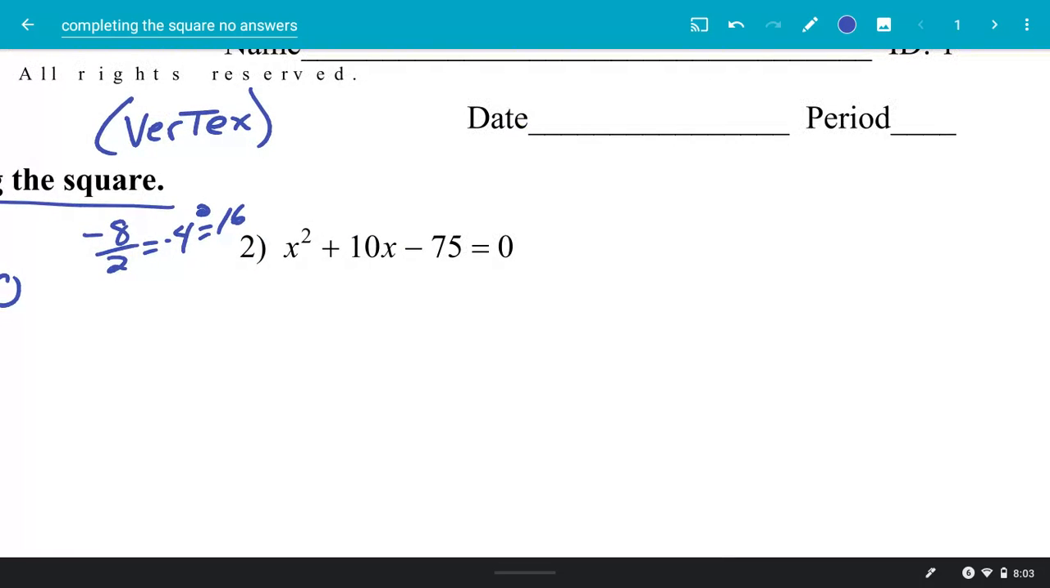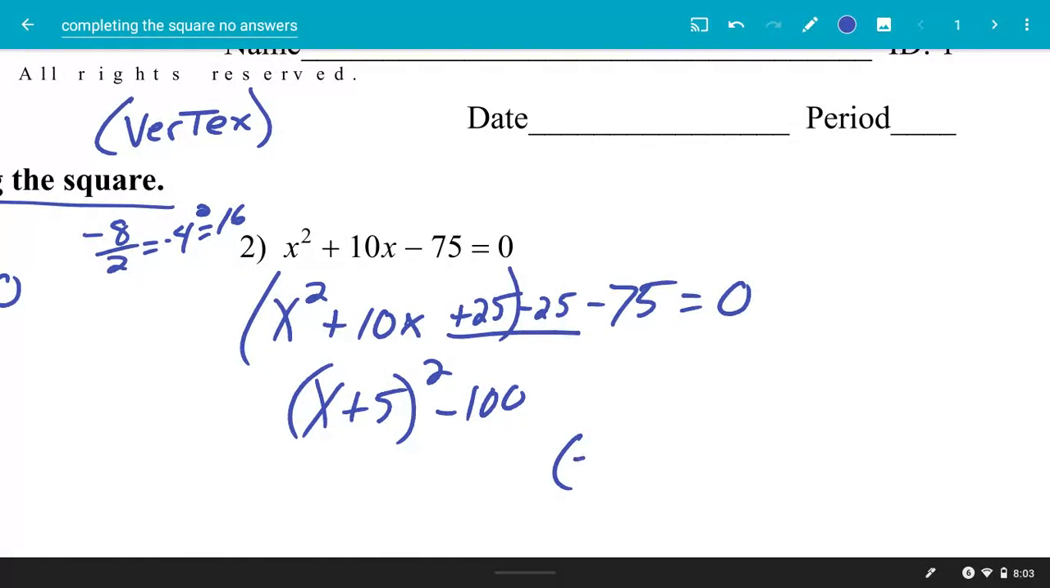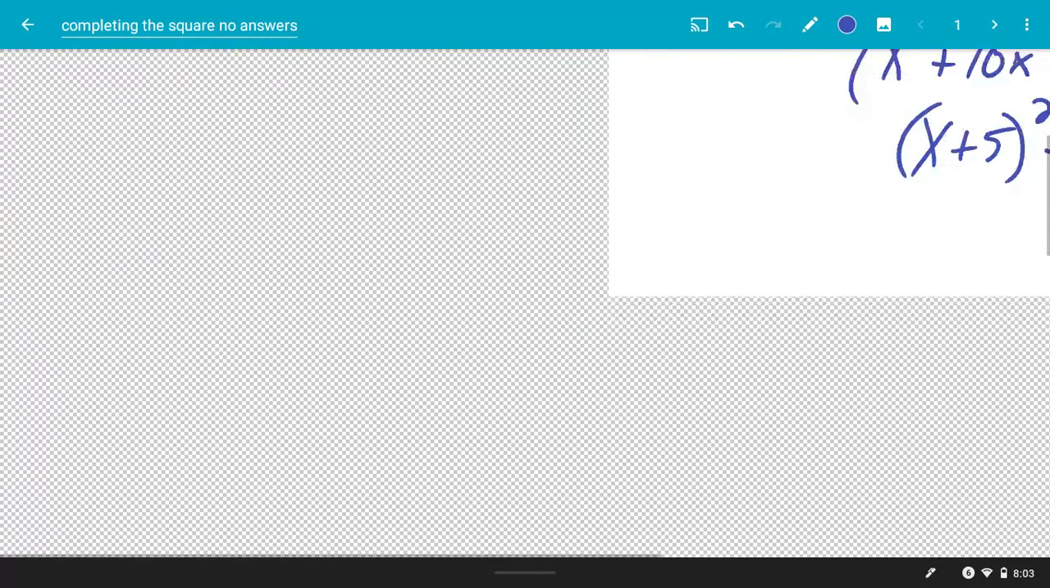Number 2, x squared plus 10x, leaving a space, minus 75 equals 0. Well, 10 divided by 2 is 5. 5 squared is 25. So I'm going to add 25, subtract 25. This is a perfect square trinomial. x plus 5, quantity squared, minus 100. And so -5, -100 is my vertex.